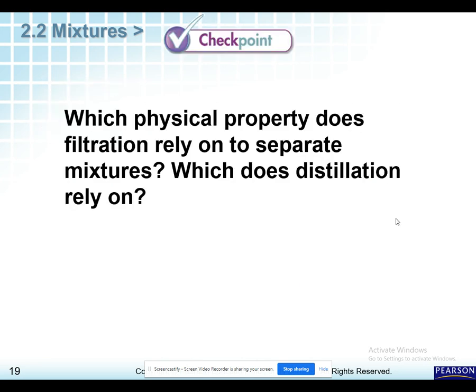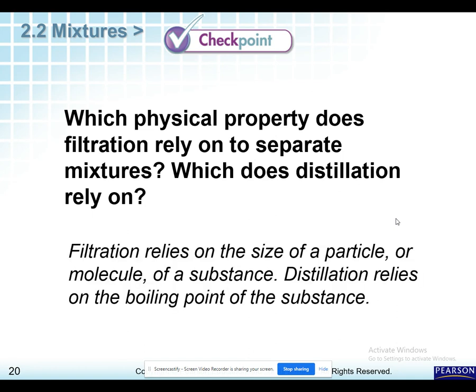So which physical properties does filtration rely upon, and which does distillation rely on? So let's see if you can answer these, because we did talk about them. Let me know what you got. If you said filtration relies on the size, you are correct. Remember, big things stay behind, small things can filter through. Distillation is going to rely on boiling point because remember you have to turn it into a gas and then back from a gas to a liquid. So those are your boiling points.